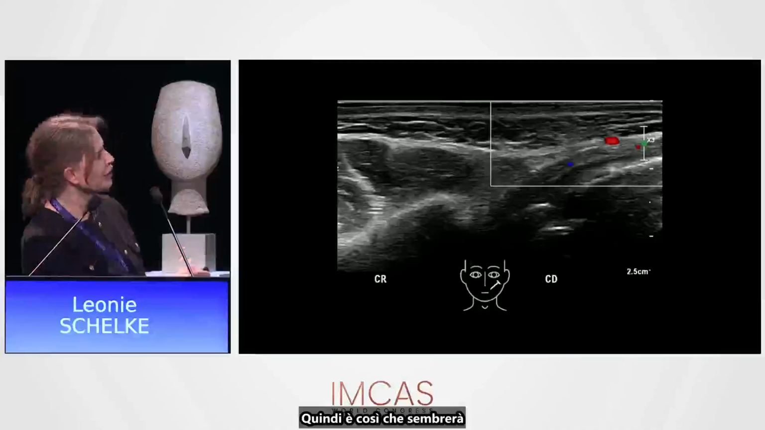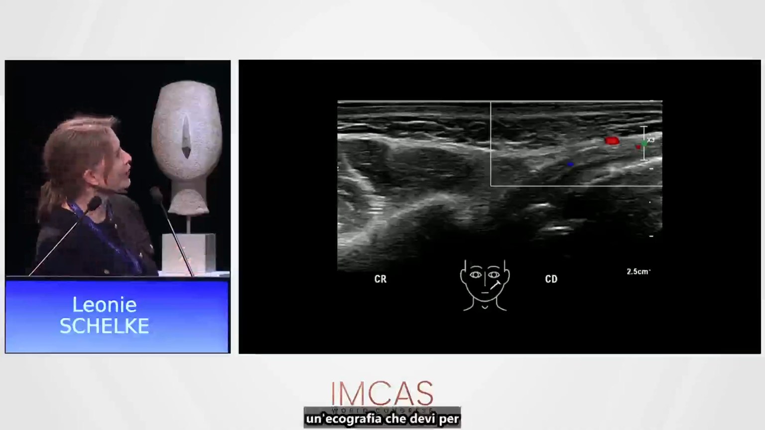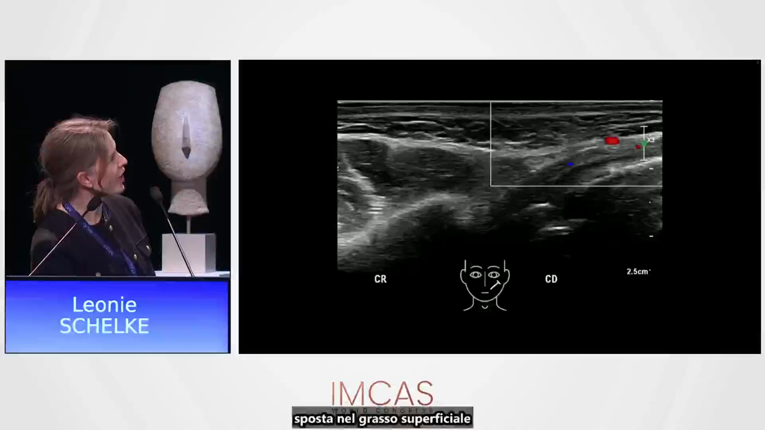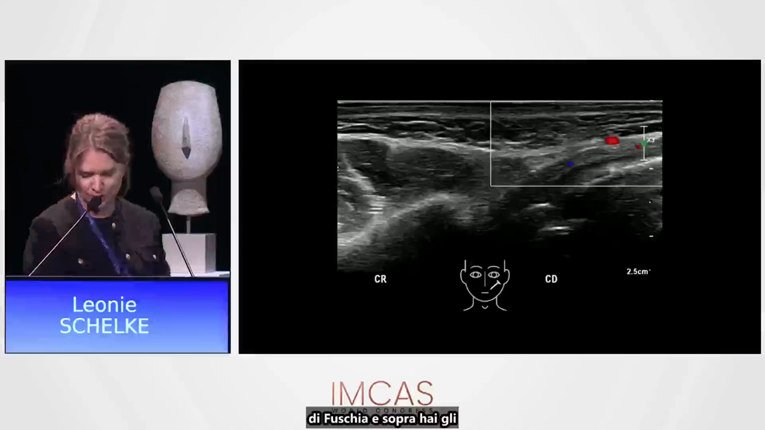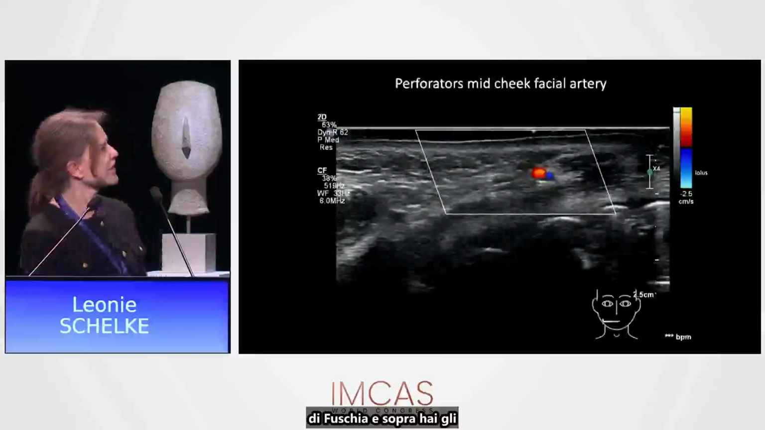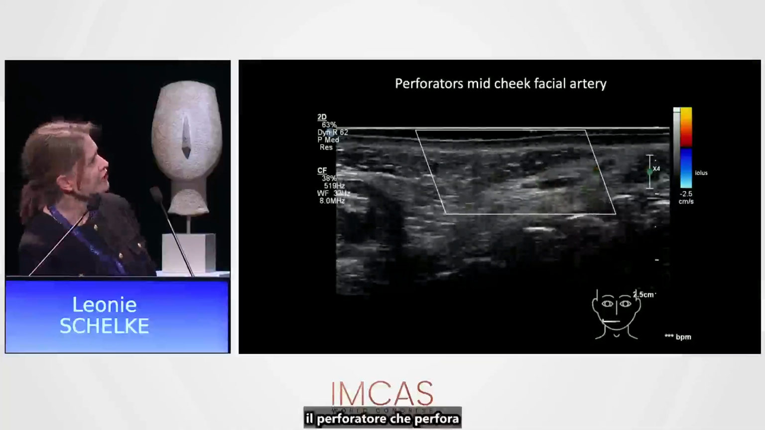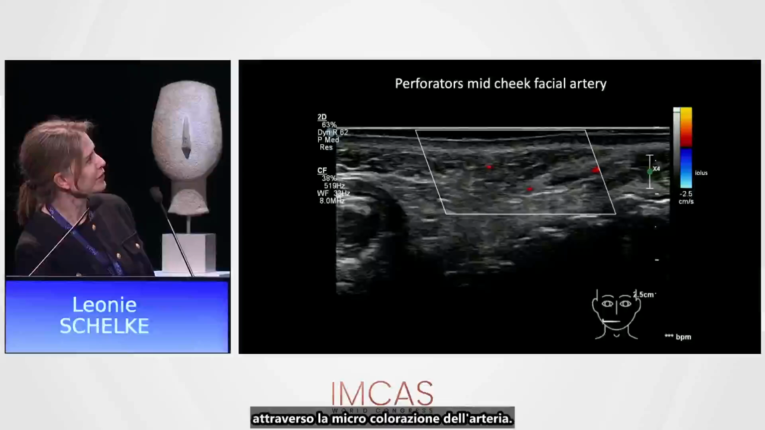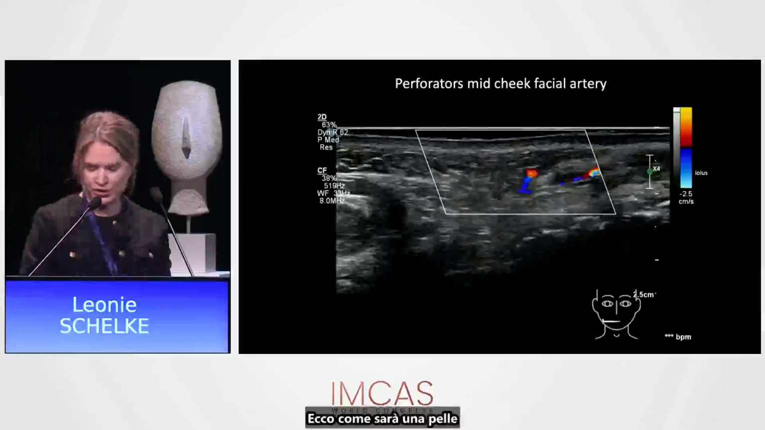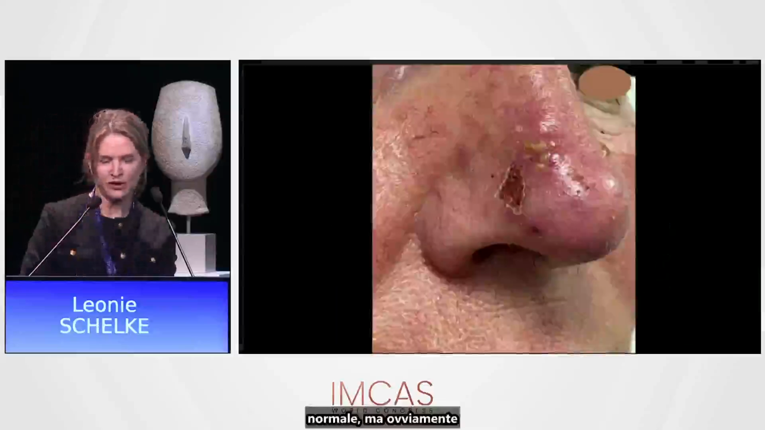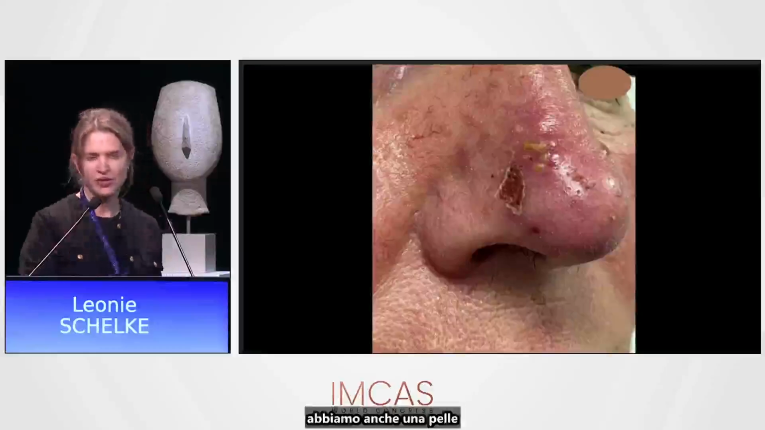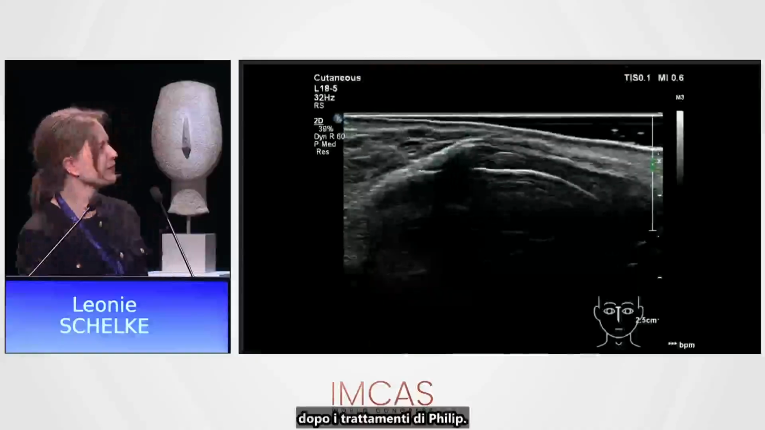So this is how it will look on ultrasound. You have the fascia, your artery coursing in the fascia, superficial fat, and on top you have your skin layers. And here you see the perforator piercing through the artery, microvascularization. This is what a normal skin will look like. But of course, we also have abnormal skin with problems after filler treatments.